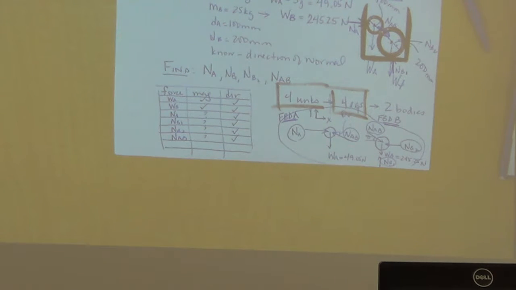Okay, in this free body diagram, could I have just drawn all this as one dot and drawn NA, WA, WB, NB1, and NB2? I could have drawn them all as a dot. Could I have done this? Would this free body diagram have been correct?